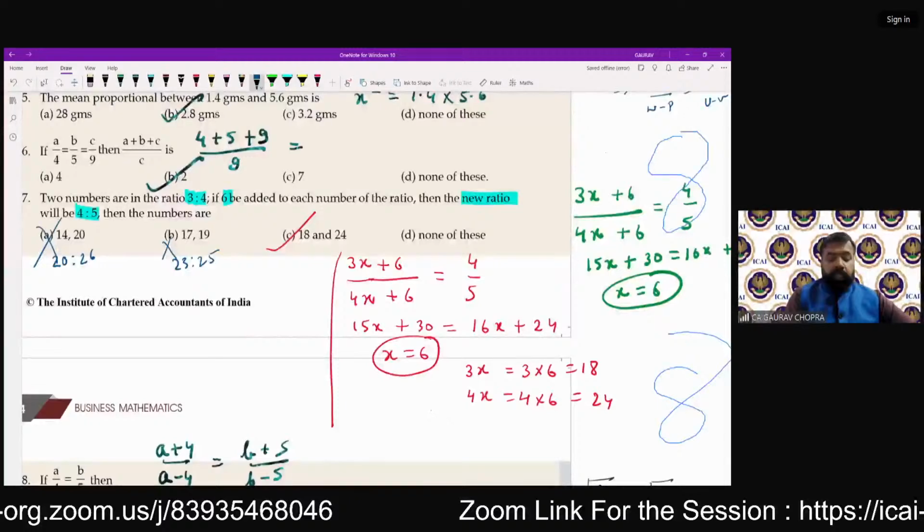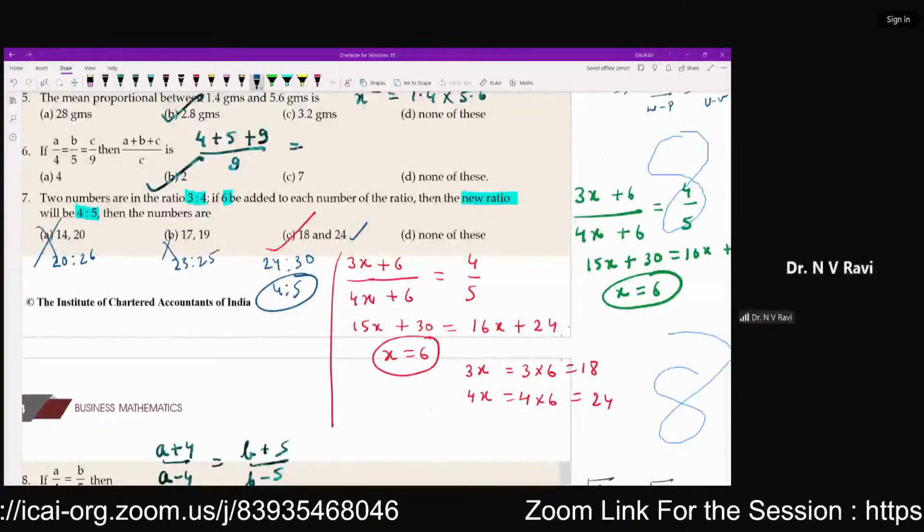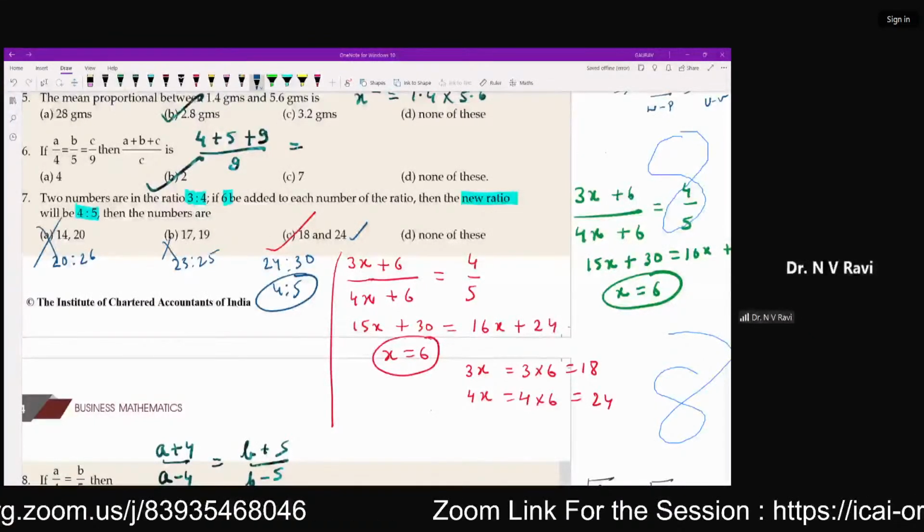Gaurav ji, yes, sir. According to this topic, proportion, what kind of questions are generally asked in the examination? Normally, the questions that come in the exam.